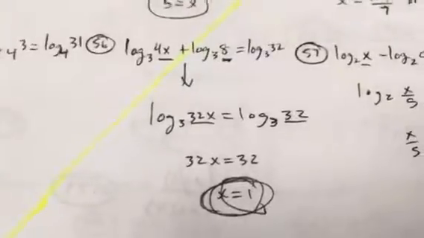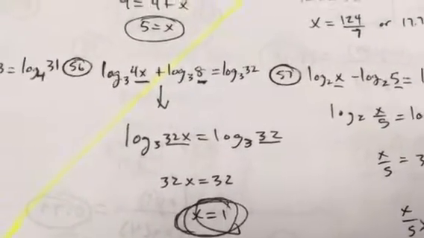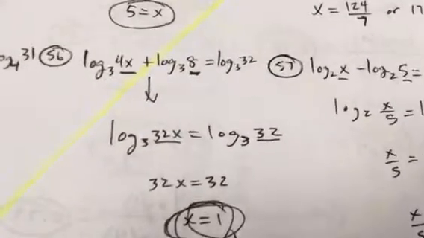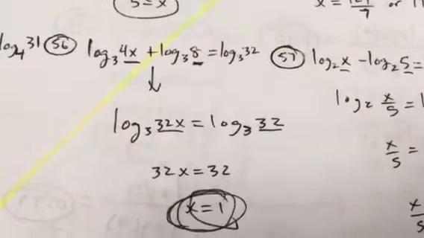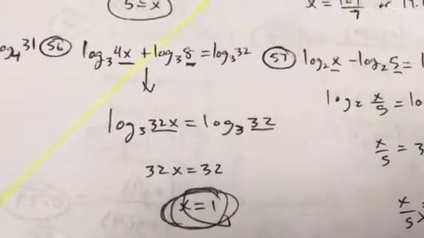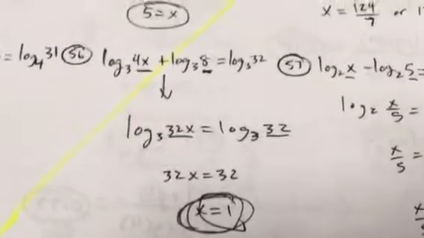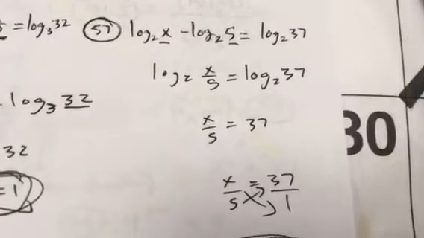Because on 56, addition in the log world means multiplication. You're going to take 4x and 8 because you have log base 3 on both of them. Multiply them together. 4x times 8 is 32x. Log base 3 of 32x equals log base 3 of 32. 32x must be set equal to 32 if you have the same log and base. So x is 1.